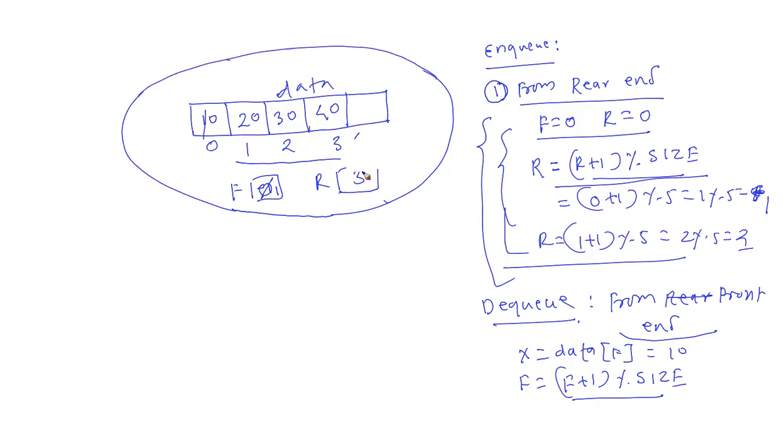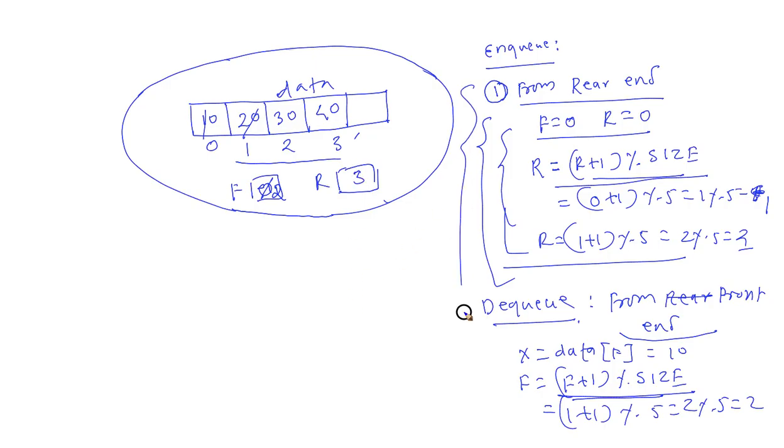So F is 1 now, R is 3. If I perform one more delete operation, I'll remove an item from the F location. So F is 1, so remove 20, F will become 2. How will F become 2? By using the same formula. F is 1, 1 plus 1 is 2, mod 5, 2 mod 5 is equal to 2. F becomes 2. That is how we increment F and R.